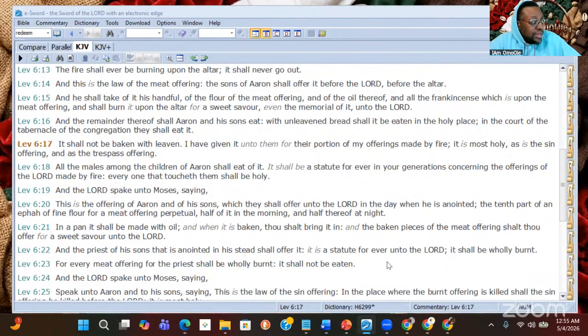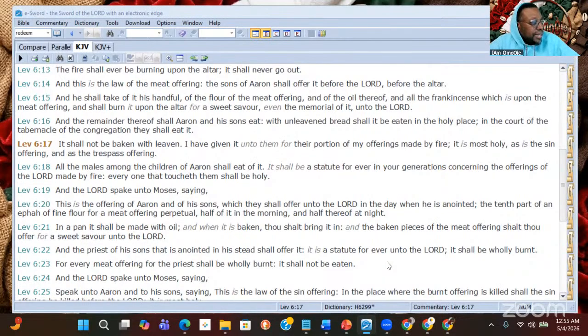All the males among the children of Aharon shall eat of it. It shall be a statute forever in your generations concerning the offerings of Jehovah made by fire. Every one that toucheth them shall be holy. And Jehovah spake unto Moshe, saying, this is the offering of Aharon and of his sons. Remember, this is Leviticus, so this is talking about the sons of Levi, which Moshe and Aharon are.